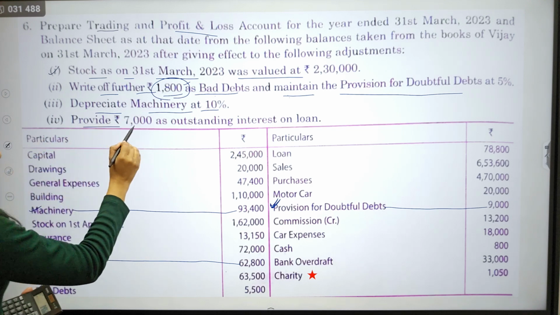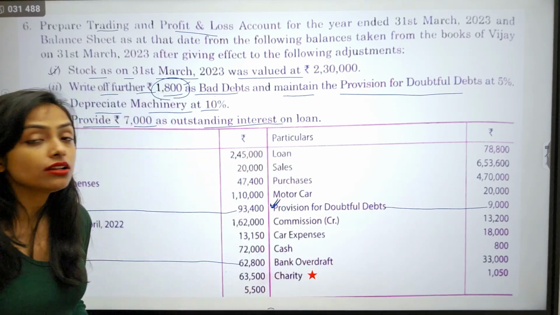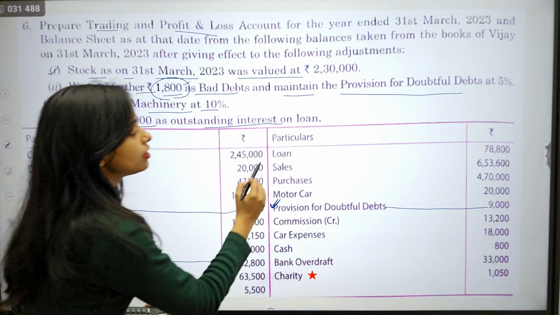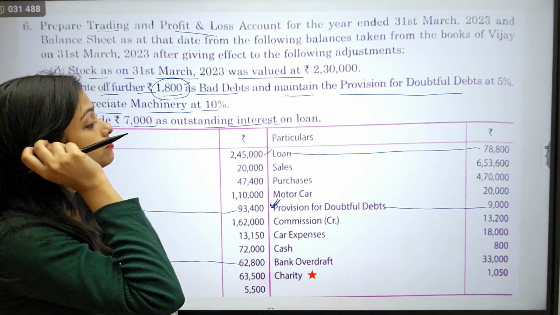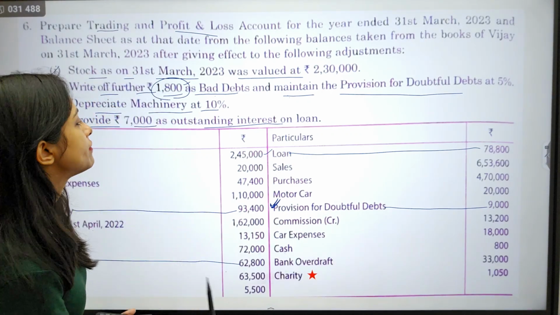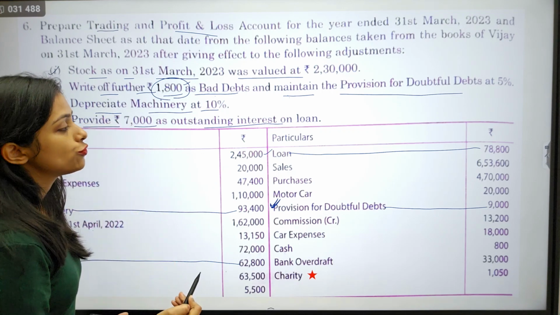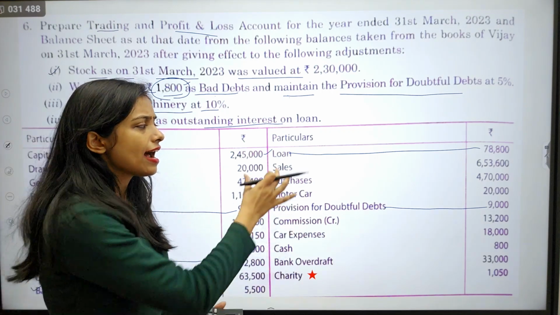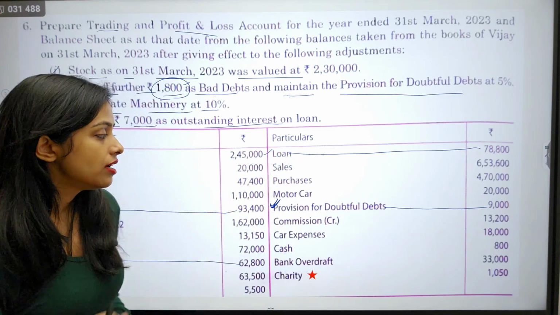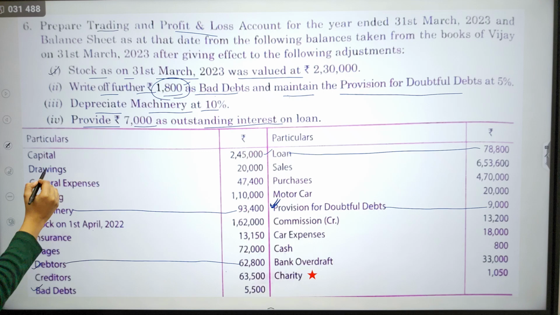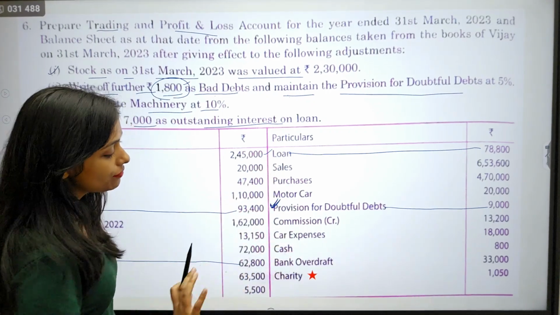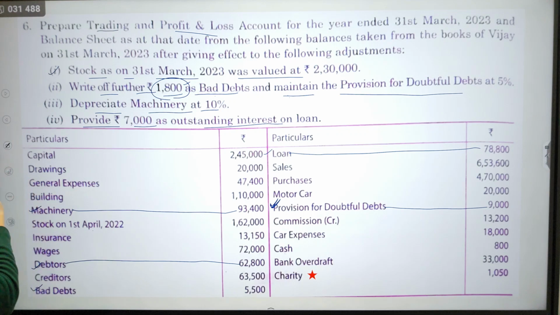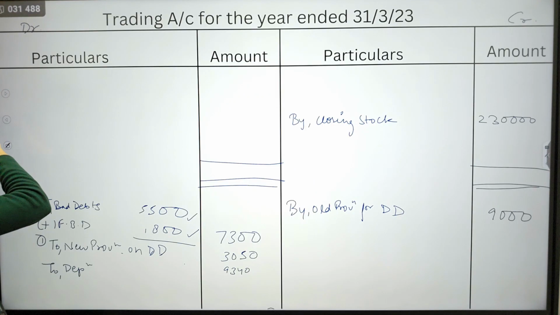Fine. The last thing, provide 7,000 as outstanding interest on loan. Please note, we are having a loan of how much? 78,800 rupees we might have taken in the previous years or maybe during the year, whatever. So we have 7,000 rupees outstanding interest on loan, means I had to pay some interest on this but I have not paid it. So what am I going to do? Let's first see whether we have paid any interest. If we would have paid any interest, that would have come inside the trial balance. But we have not paid any interest. Okay? That means what? Whole 7,000 is outstanding for me.